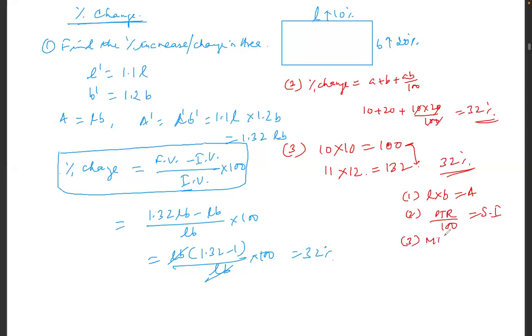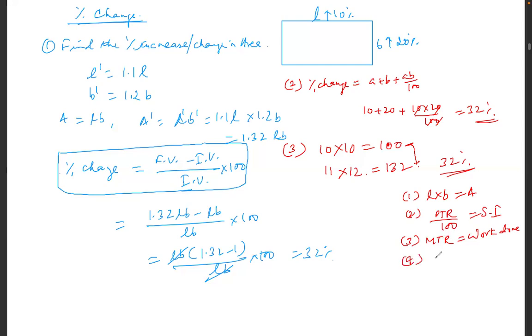Third, MTR is equal to work done. M is number of men deployed in the project. T is time period for which they work. R is rate of doing work. So you multiply all three. That's equal to work done. Now out of these three quantities, one is always kept constant. Only two are changing. Right?